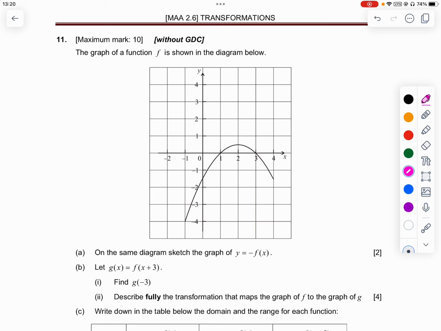This point over here was minus 1.5, so it becomes plus 1.5, and this is also minus 1.5, so it becomes plus 1.5, and these 2 points will remain the same. This is 0.5, so it becomes minus 0.5. So now join all the points. This will be the approximate shape of the graph.